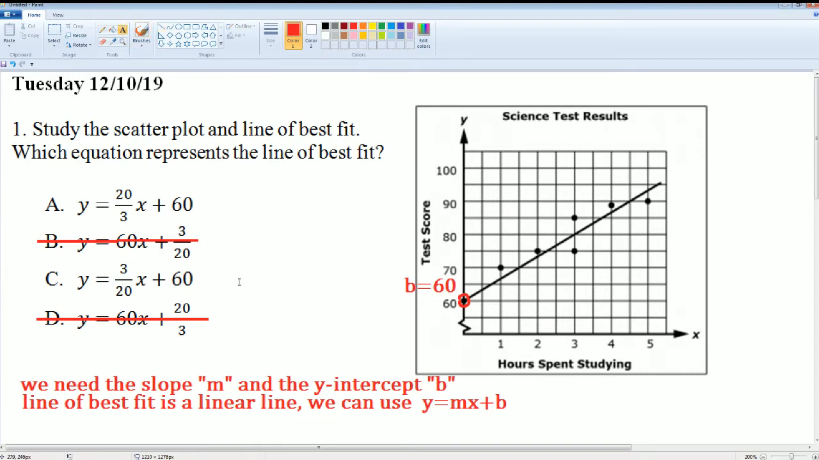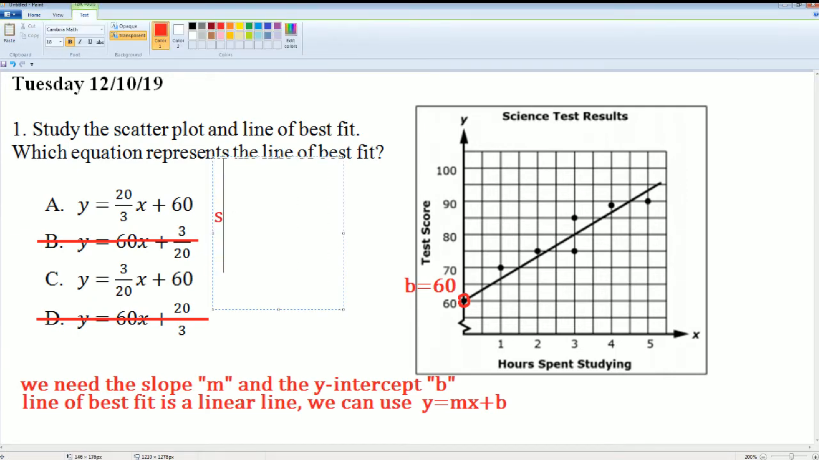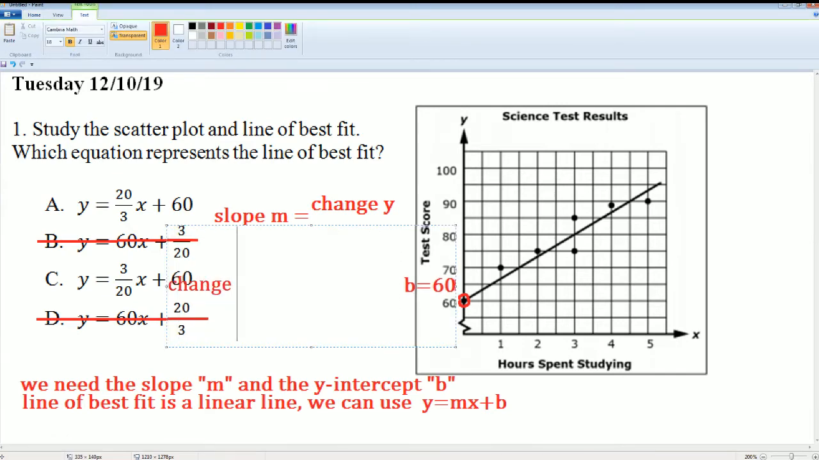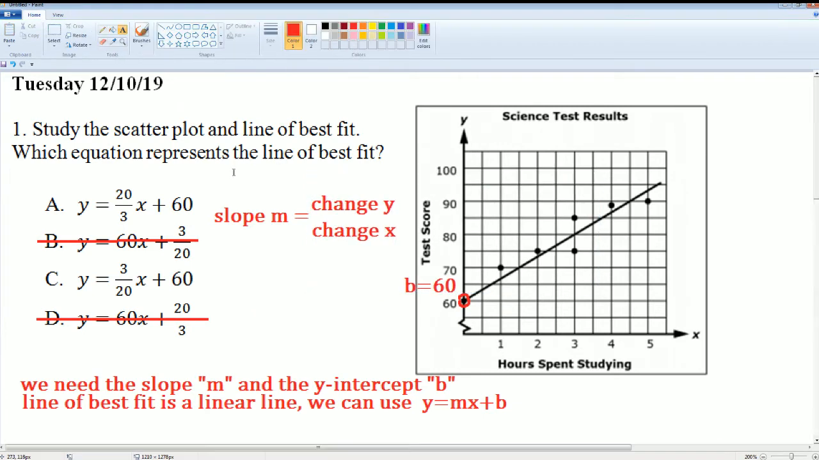Okay, remember what slope is. Slope is m, which is equal to your change of y divided by your change of x. Do not say rise over run. It's the change of y over the change of x. So how much is your y changing? Let's take a look.